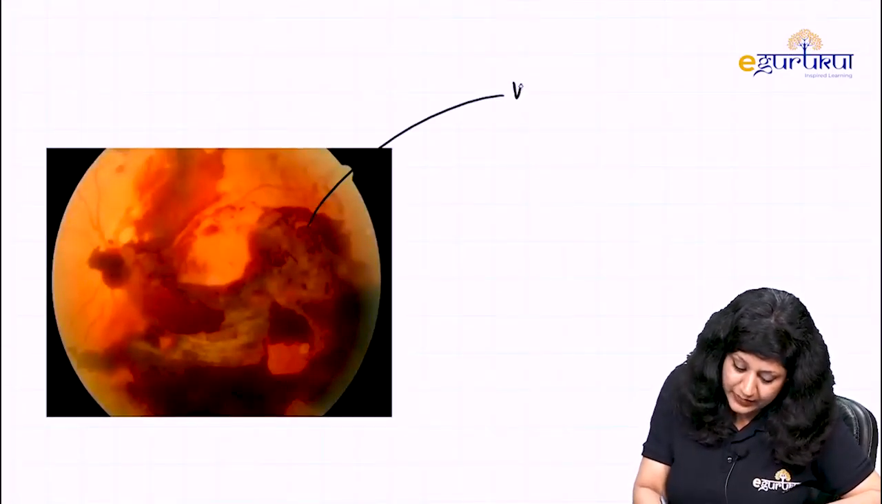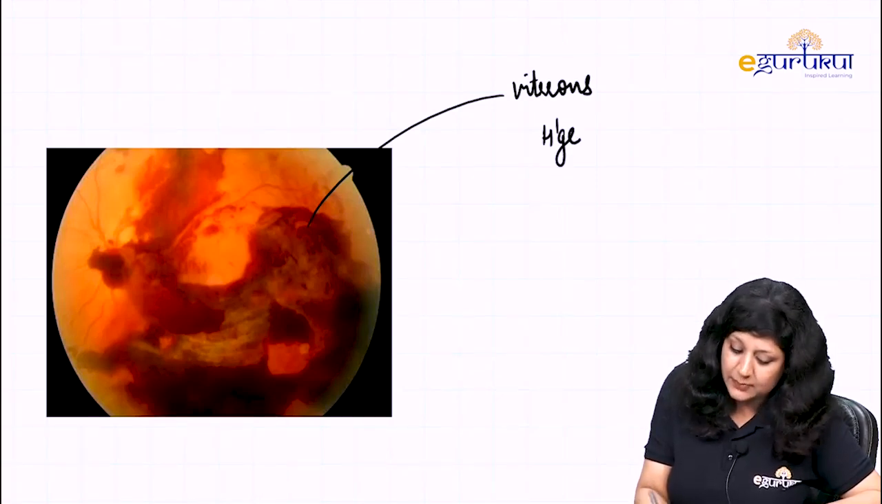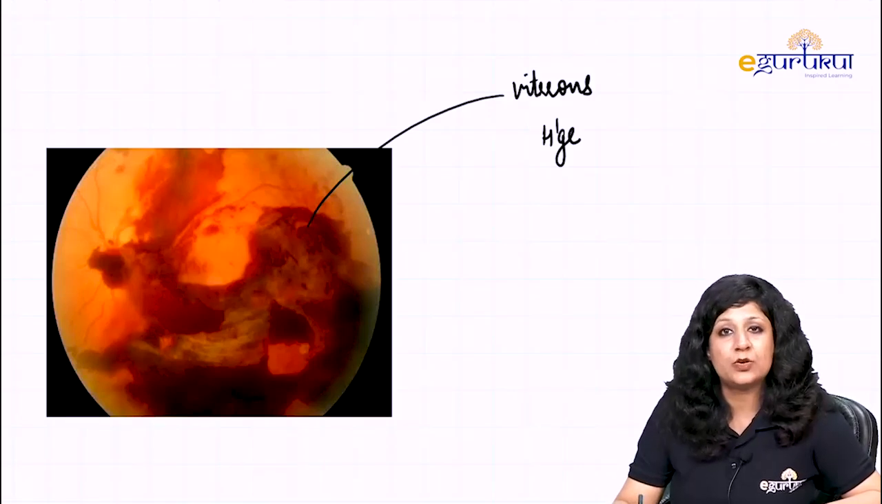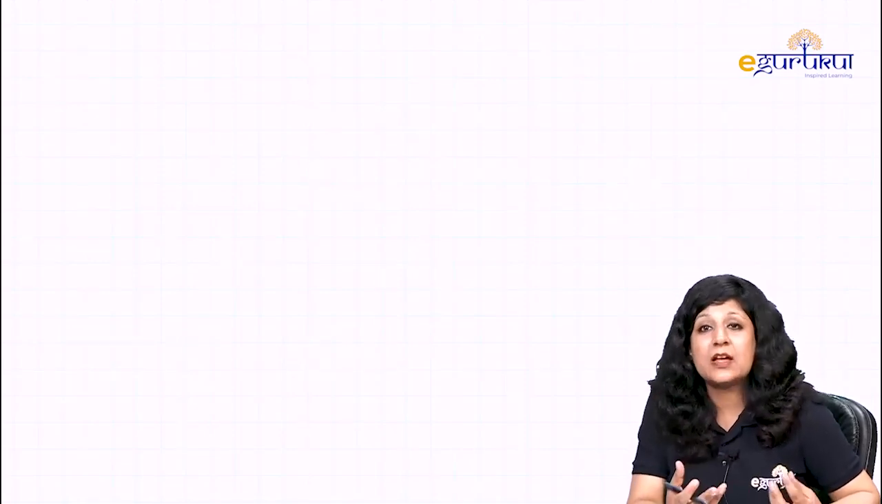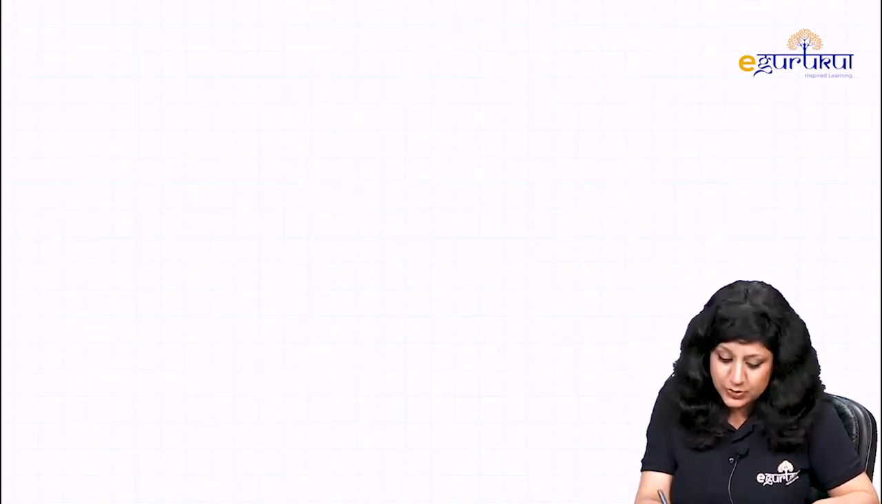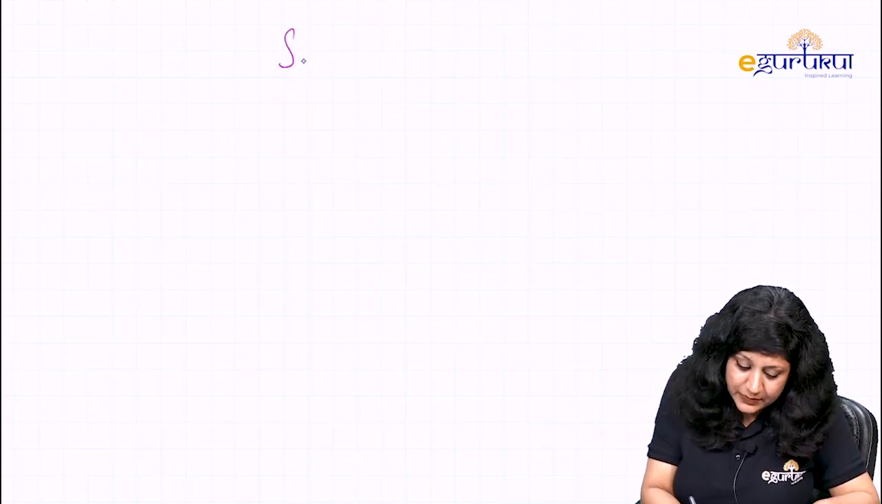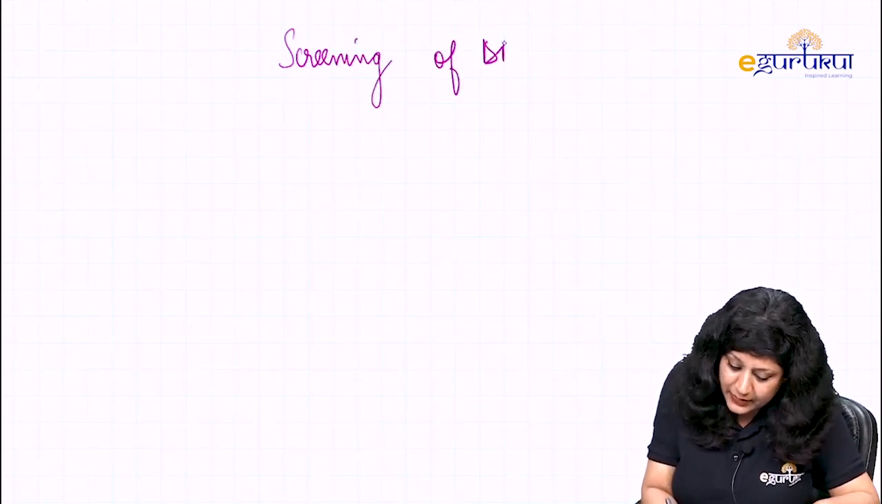Okay, see, this is again a lot of vitreous hemorrhage, which is actually taking place in a patient having diabetic retinopathy. Now, because you have seen that there are so many complications taking place in diabetic retinopathy, it's a high-yield topic, and it remains a major cause of blindness also. How should we actually screen for this patient? So, let us try to see the screening of diabetic retinopathy.